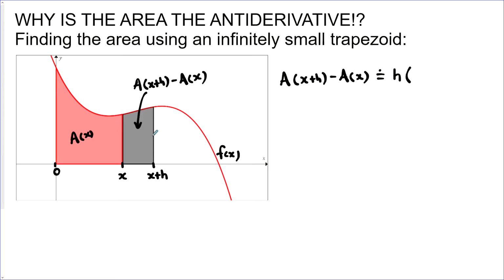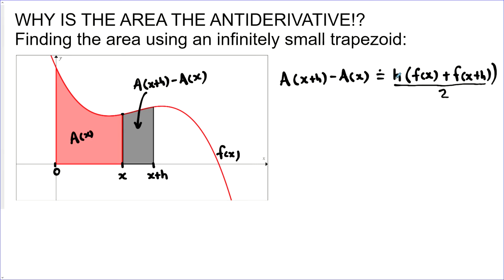And then we have this side here, and that would be f of x, because that would be our y value at x. That will be f of x. And then this side here will be f of x plus h. And then it's a trapezoid, so we divide by 2.